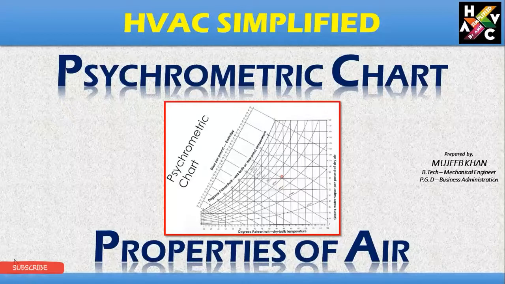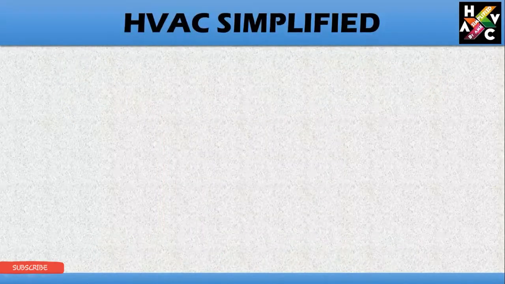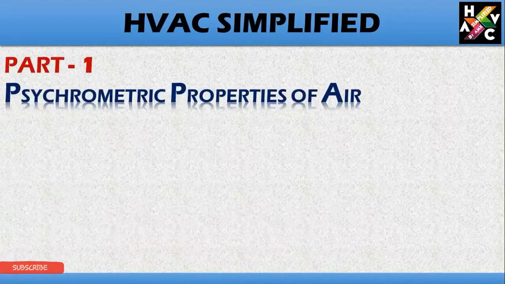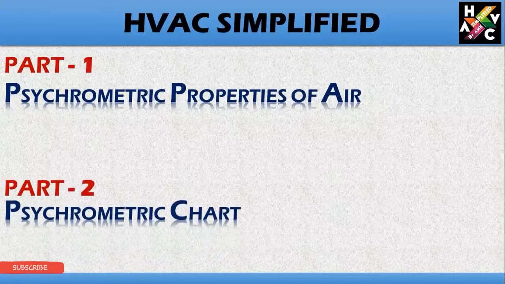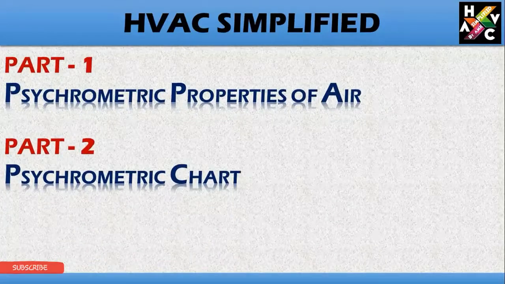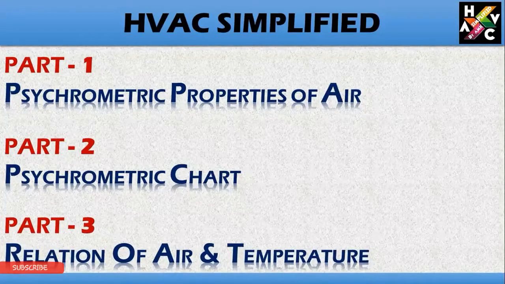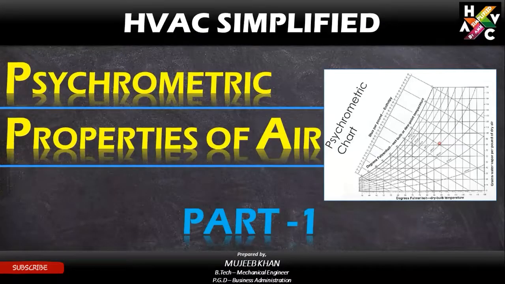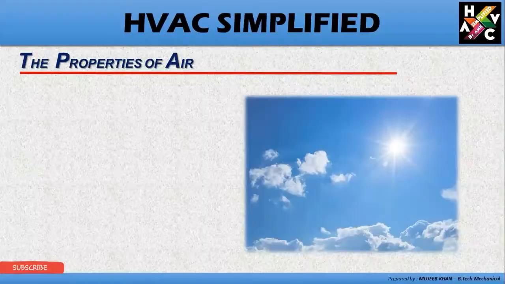Today's topic of the day is psychrometric chart and properties of air. We are going to understand in the first part the psychrometric properties of air, in part 2 the psychrometric chart, and in part 3 the relationship of air and temperature. We are going to see parts 1, 2 and 3 in detail. So let us begin with the first part, psychrometric properties of air.